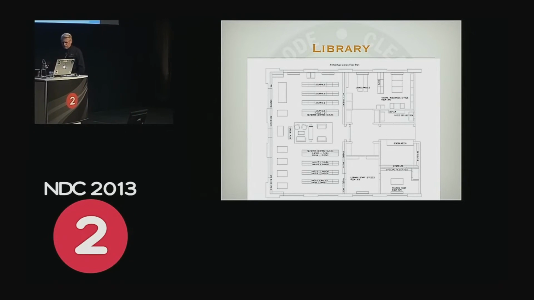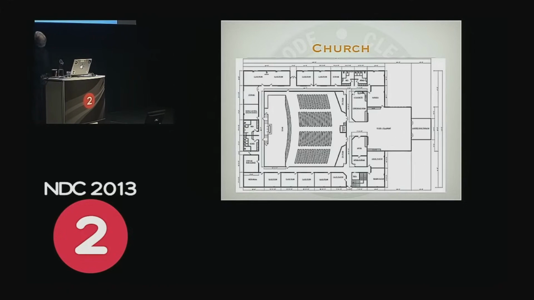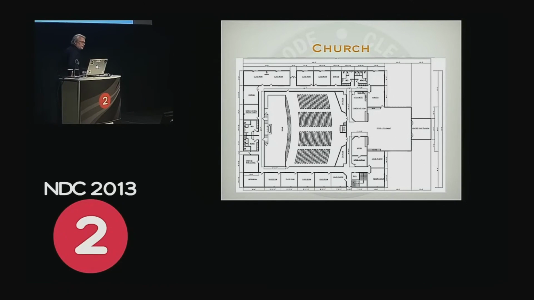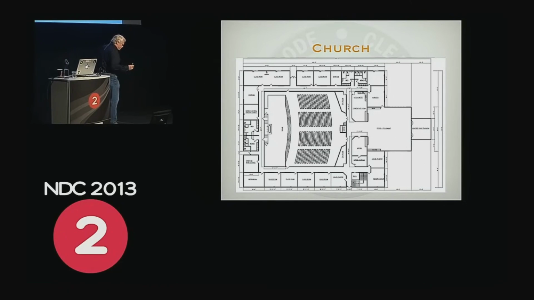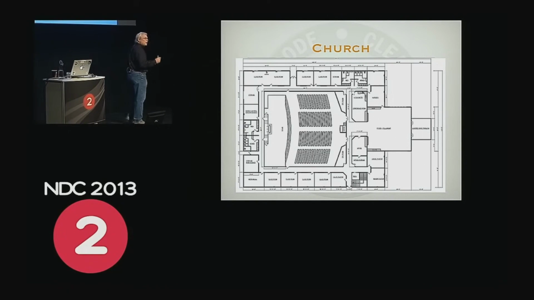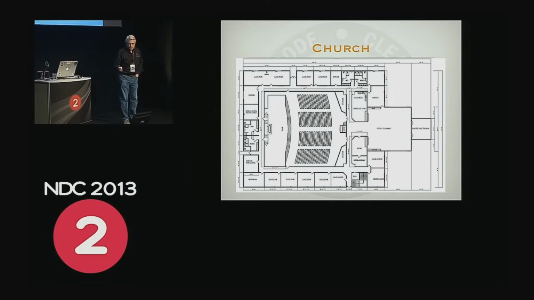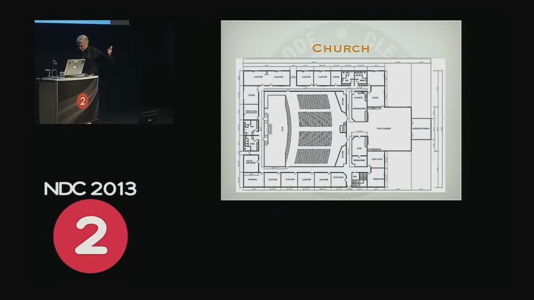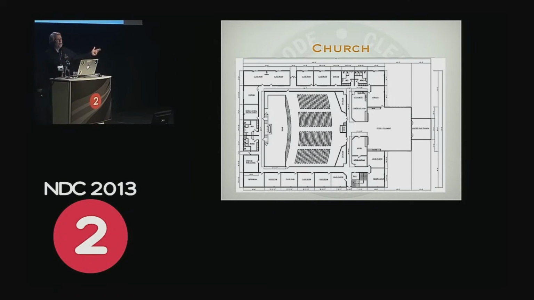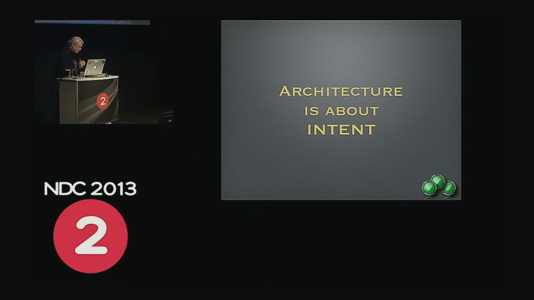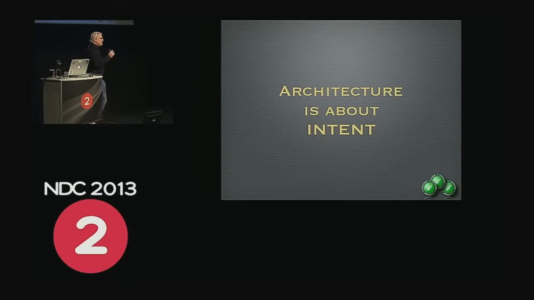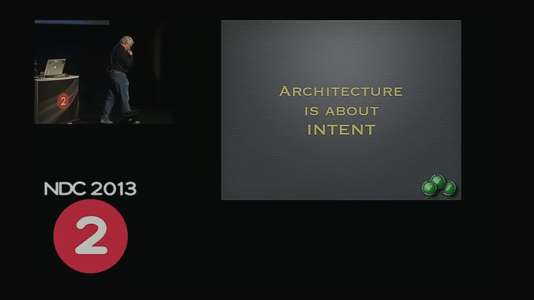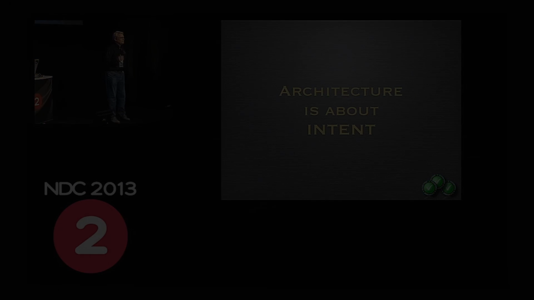And if that doesn't convince you, this one will. That's a church. It's obviously a church. The architecture of the building tells you not what it's made of, not what its architectural frameworks were. It doesn't tell you that it's a concrete building. It doesn't tell you that it was built with hammers and saws. What it tells you is its intent. Architecture is about intent. This is not a new idea.